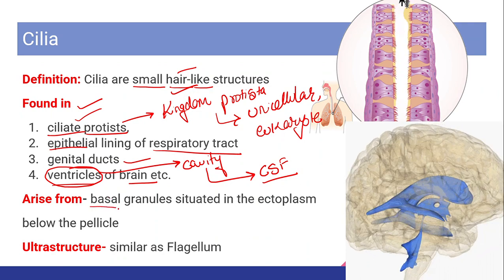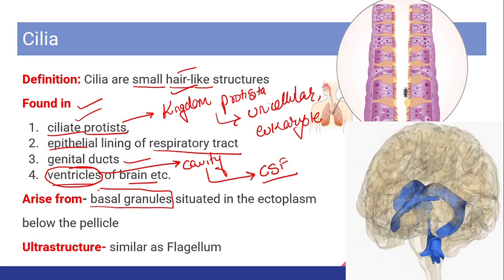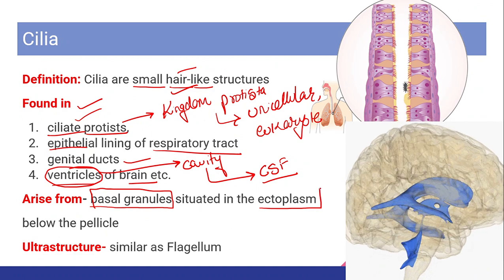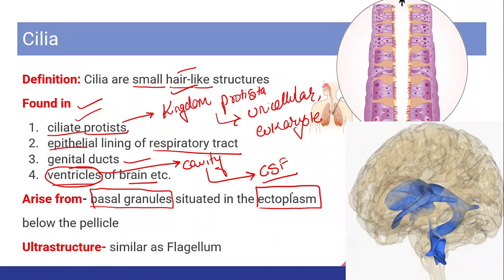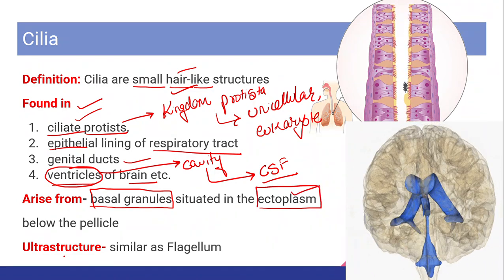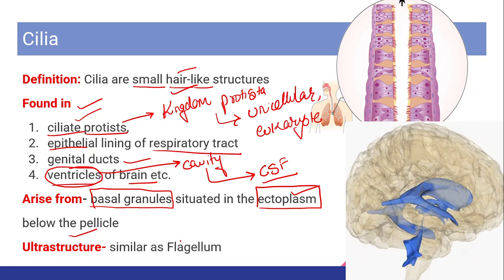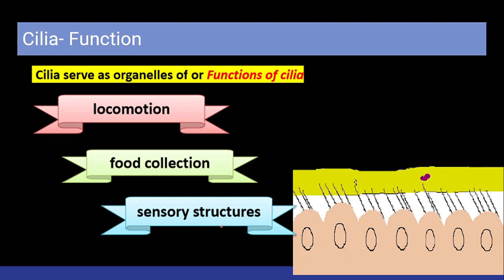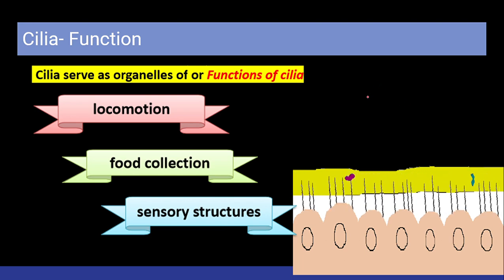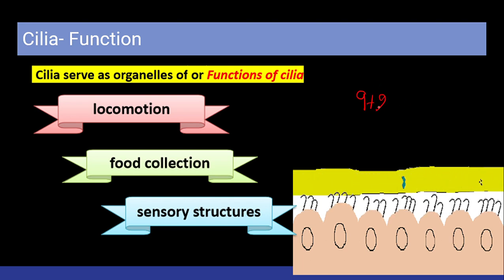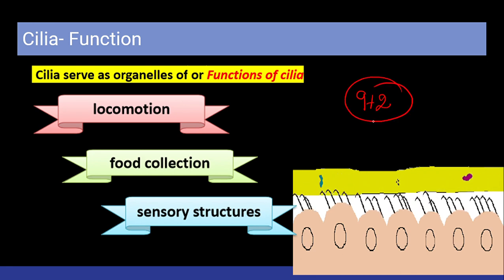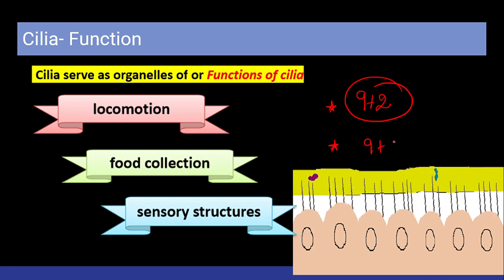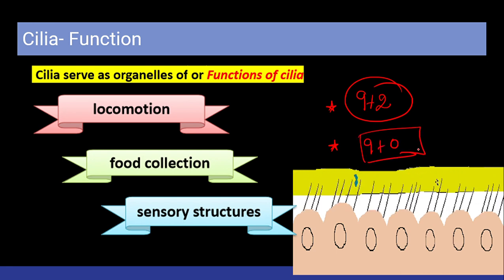We have already discussed that cilia and flagella arise from the basal granule. Where are these basal granules situated? Below the pellicle, that is in the ectoplasm. Ultrastructure: if we have to see the structure of cilia, it is exactly similar to the structure of flagella. So what arrangement do we have in cilia? We have a 9 plus 2 arrangement. What arrangement do we have in the basal granule? 9 plus 0, because a centriole is present over there, right?